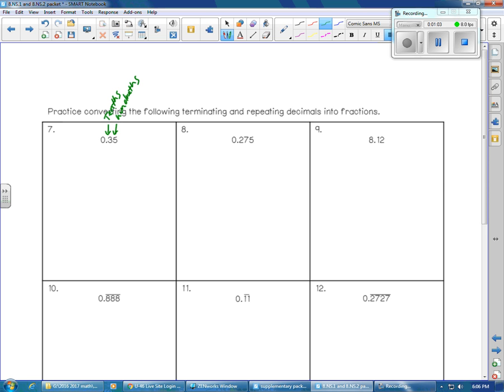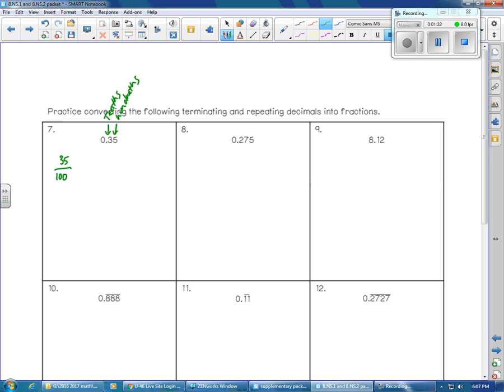If I'm actually saying it properly, I know we've gotten in a bad habit of saying things like 0.35, and that makes it really easy to understand, but it's not technically correct. If I was saying this number correctly, I would say it's 35 hundredths. So if I'm converting it into a fraction, I'm going to say 35 hundredths.